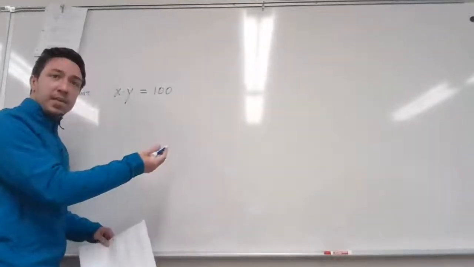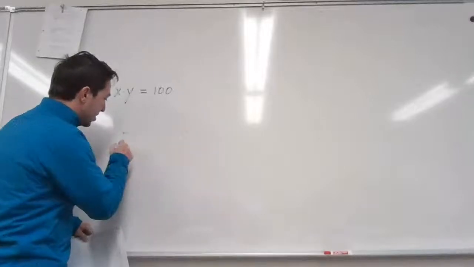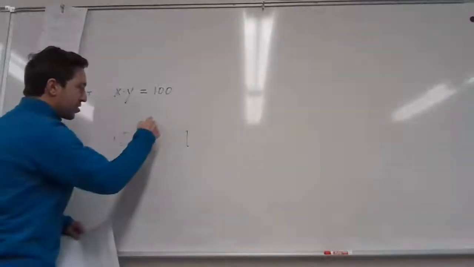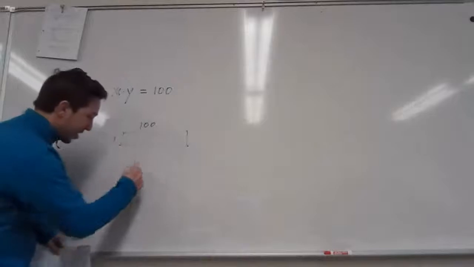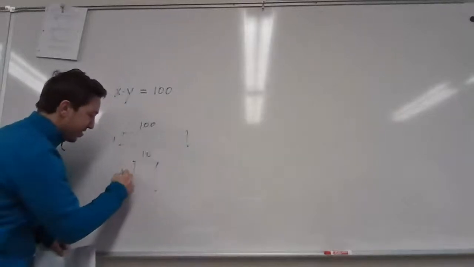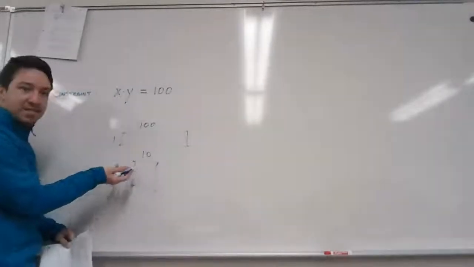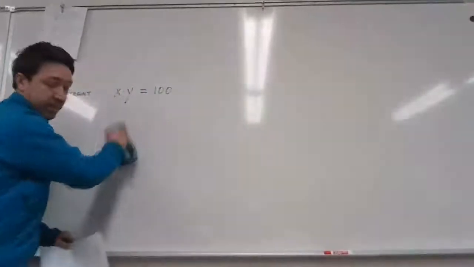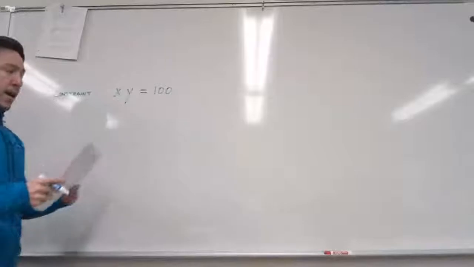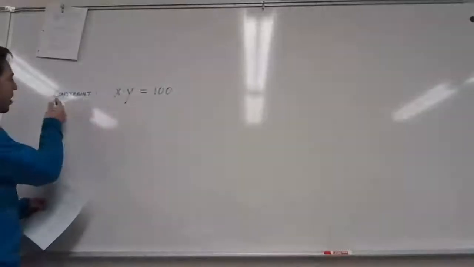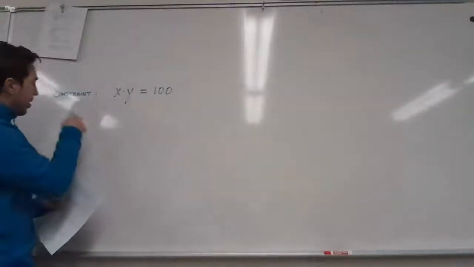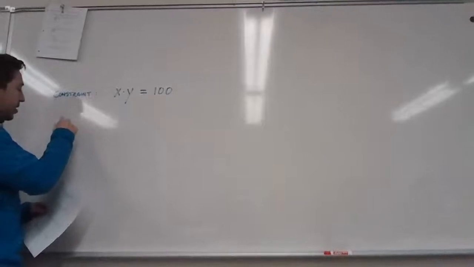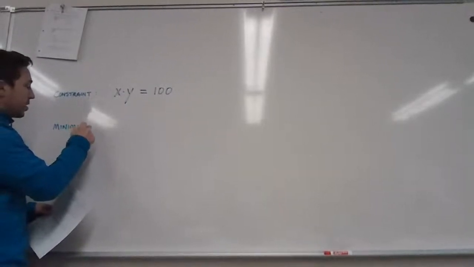I want to enclose a bunch of piggies. Is a 1 by 100 enclosure going to use more fence than a 10 by 10 enclosure? Yeah, this obviously uses much less fence. But I need to show you the technique because they're not always going to be that simple. So the constraint is X times Y equals 100, and we are trying to minimize, and this is usually going to be a thing you're trying to optimize.